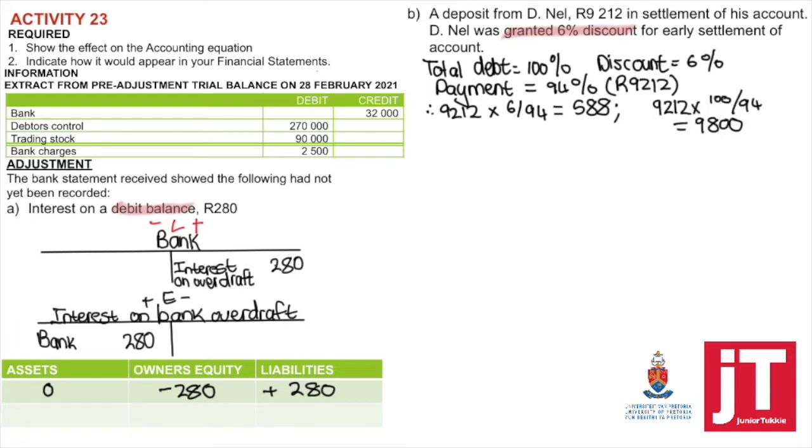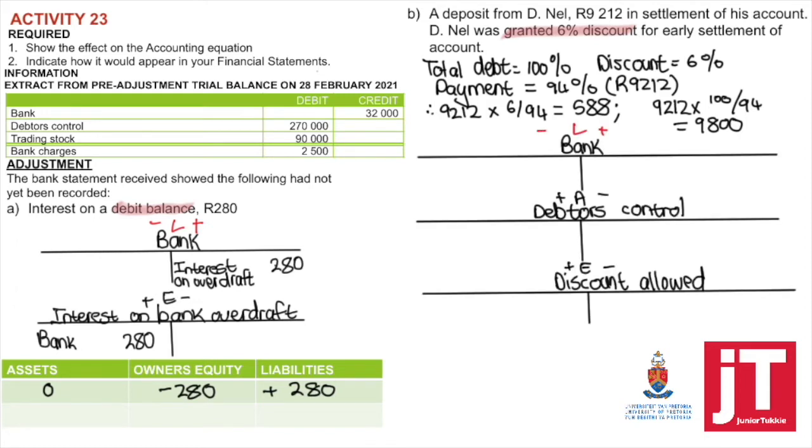I could also calculate the total outstanding debt. Then I have to say times 100 divided by 94. It's always what do I want to calculate over what has it been given.